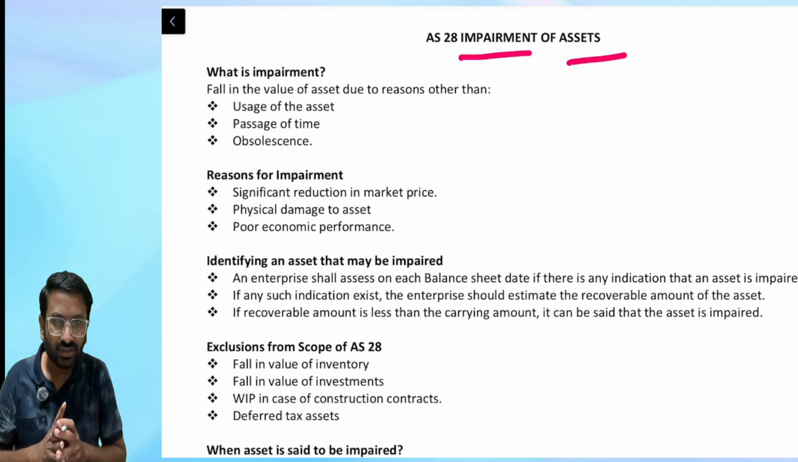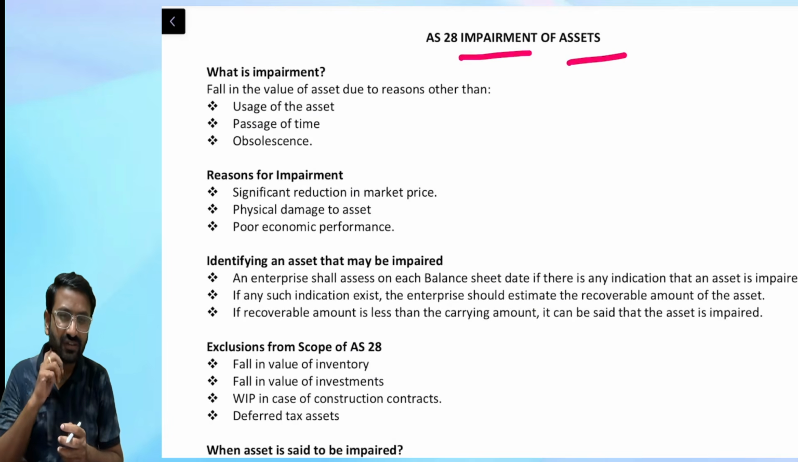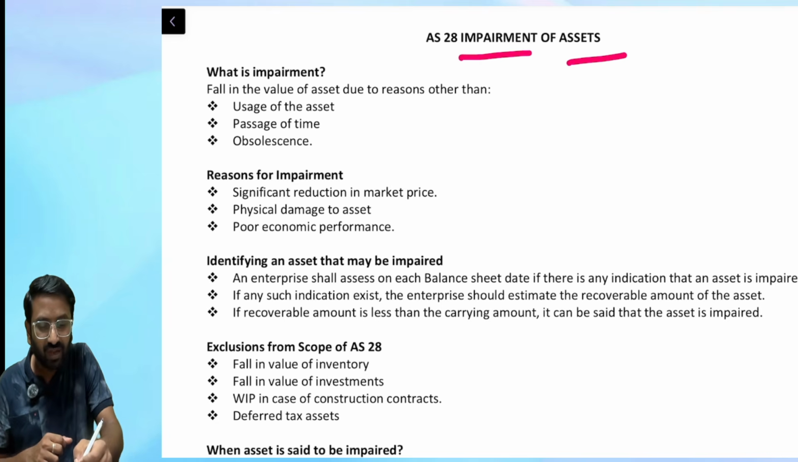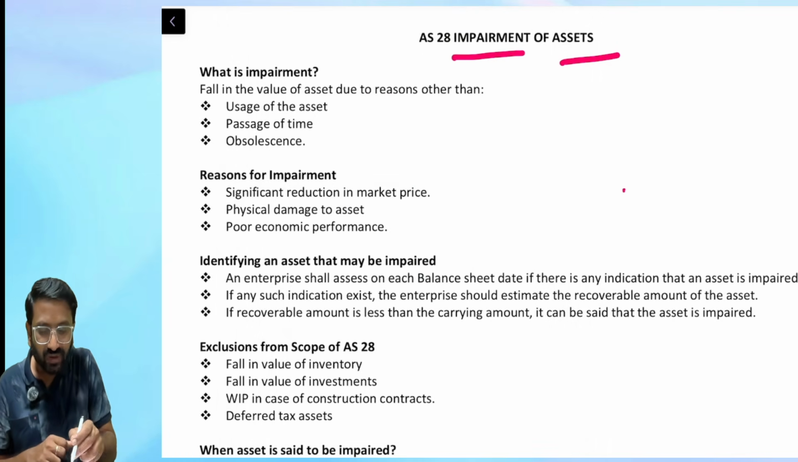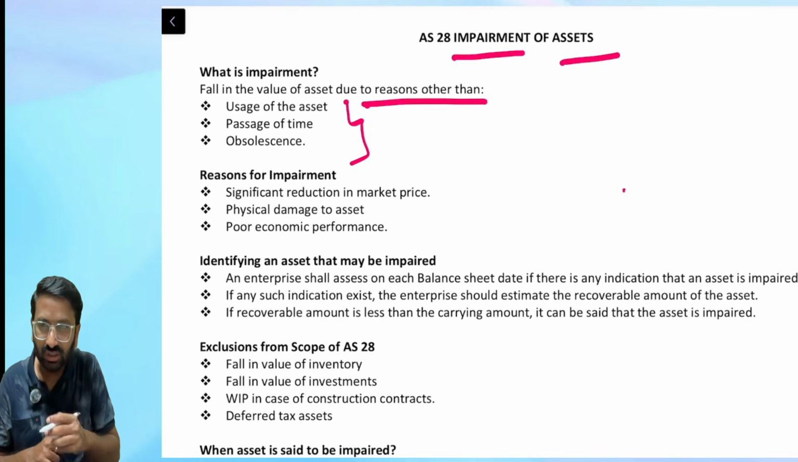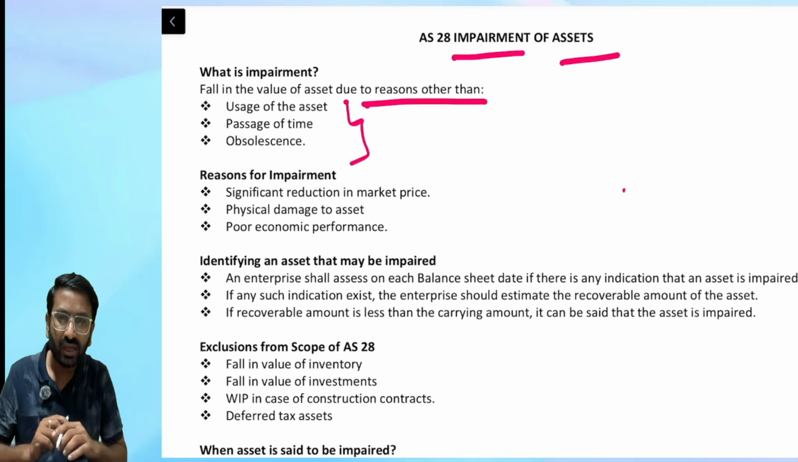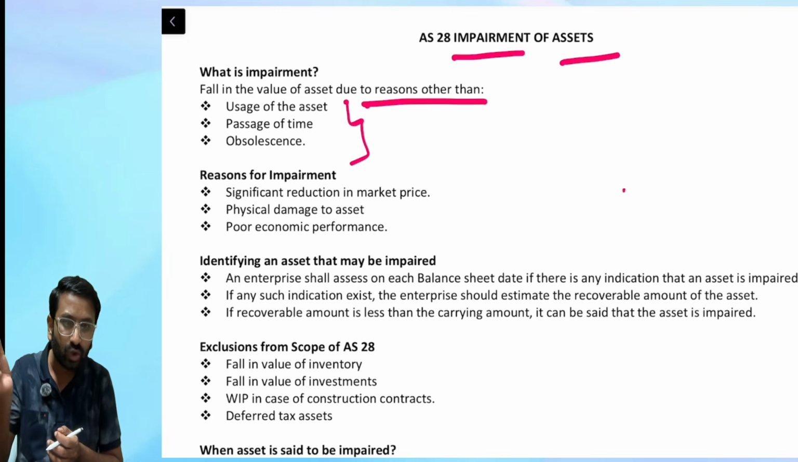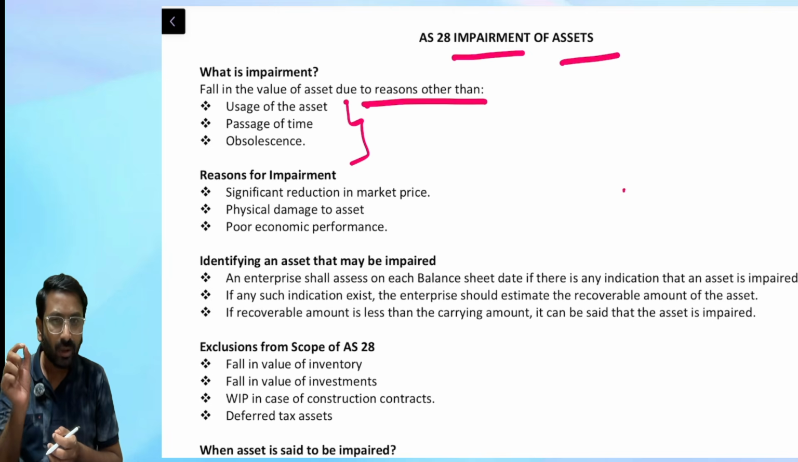Let us move on to the next accounting standard, AS 28, impairment of assets. When we say impairment, can I say asset values going down? Normally, if asset value goes down because of wear and tear, passage of time, or obsolescence, we call it depreciation. But if the asset value is going down because of any reason other than depreciation, then we call it impairment. So let's say I have one machine which I bought for 1 lakh, and there is a fire accident in my factory, and because of that the machine value comes down. I cannot call it depreciation, that becomes impairment.